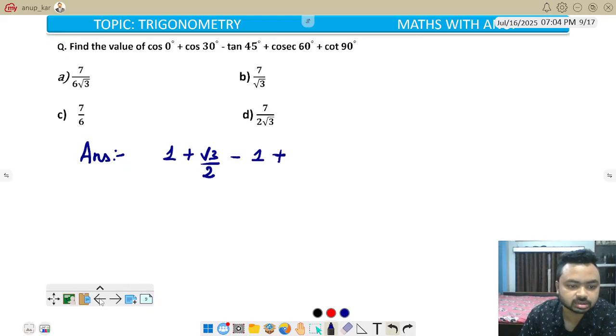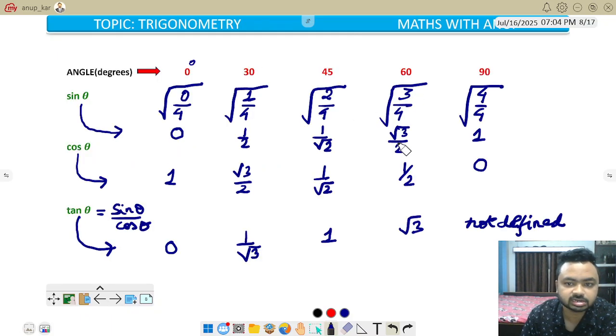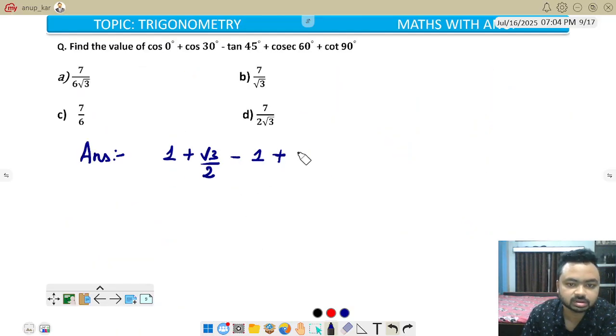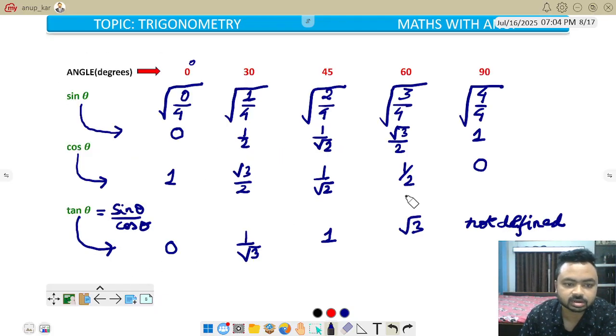cosec 60 degree. Cosec 60 degree means reverse of how much? Sin 60 degree. What is sin 60 degree? Sin 60 degree is root 3 by 2. So cosec 60 degree will be 2 by root 3, and cot 90 degree is 0. Why? Because tan 90 degree is nothing but 1 by 0, so the reverse of it will be 0 by 1, and 0 by something is always 0. Okay, I hope it is clear.